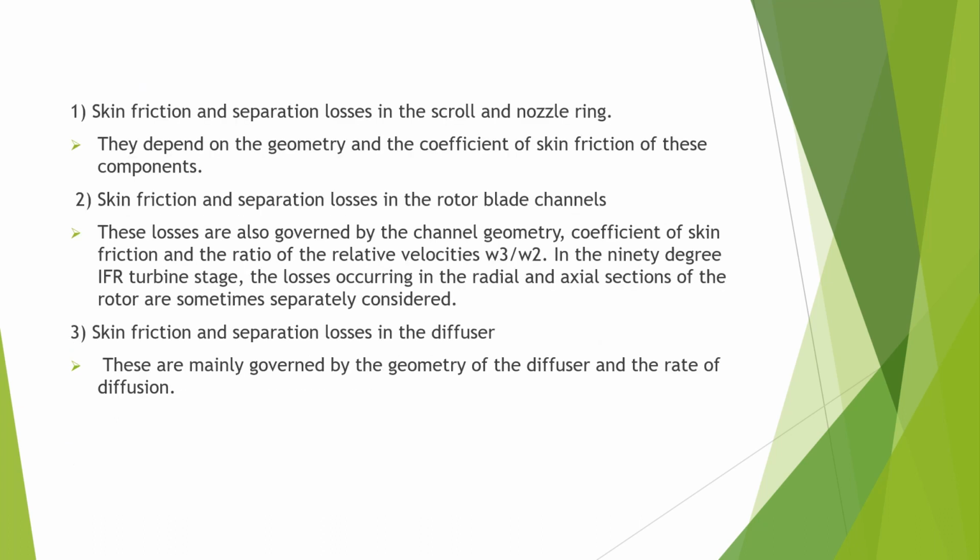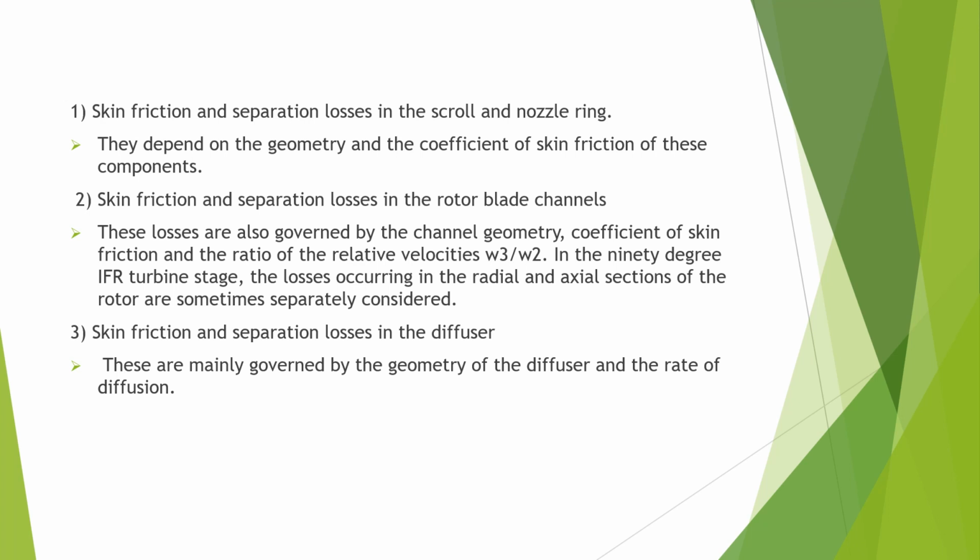So, skin friction and separation losses in the scroll and nozzle ring depend on the geometry and the coefficient of skin friction of these components. Skin friction and separation losses in the rotor blade channels are also governed by the channel geometry, coefficient of skin friction, and the ratio of the relative velocities W3 by W2. In the 90-degree inward flow radial turbine stage, the losses occurring in the radial and axial sections of the rotor are sometimes separately considered.